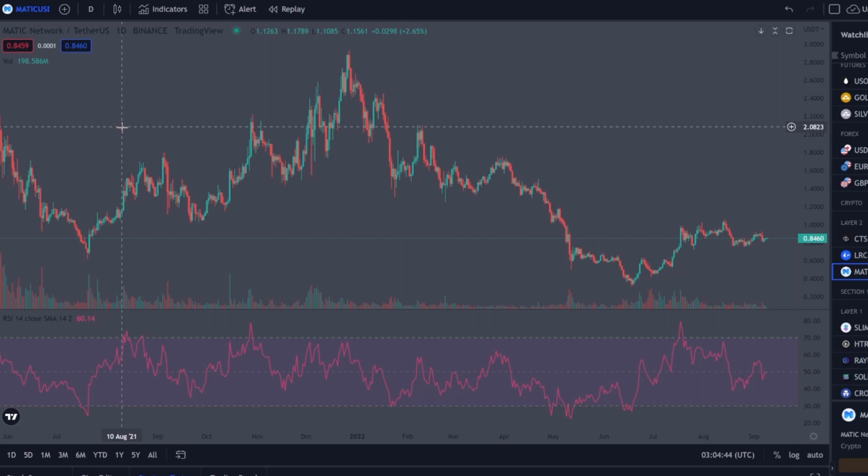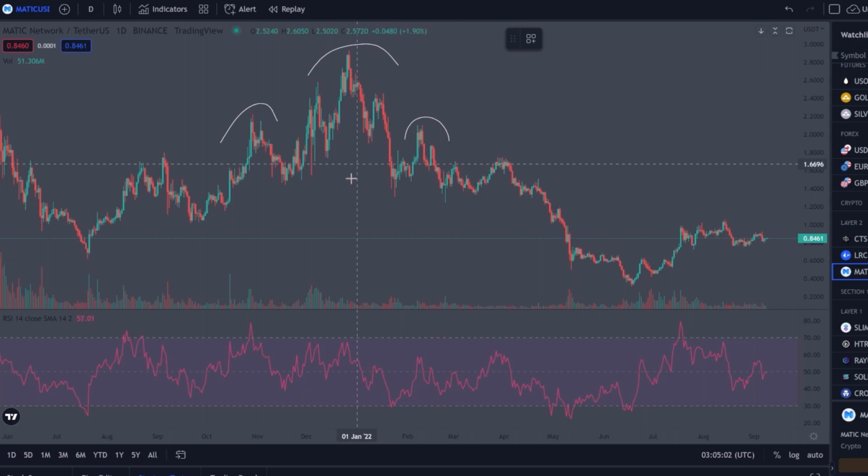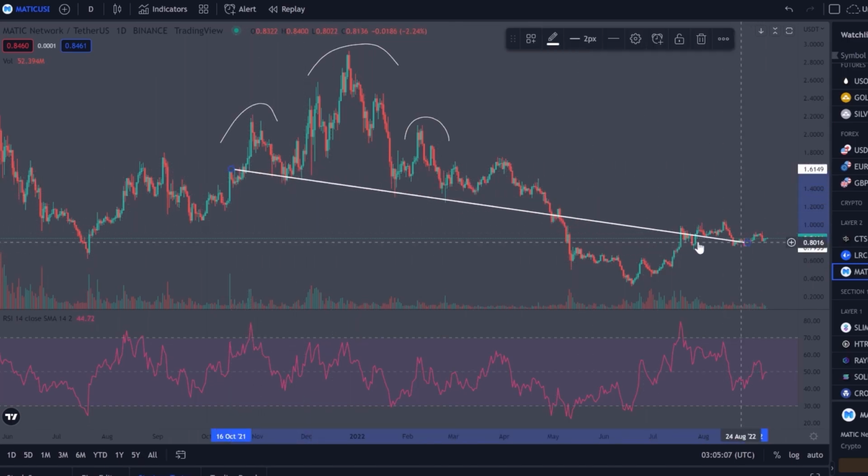To get a better idea of the head and shoulders pattern, we can take a look once again at the Matic chart. So over here we have the formation of the left shoulder, over here we have the formation of the head, and over here we have the right shoulder. To trade this pattern, we have to identify the neckline. So the neckline would be roughly right here.